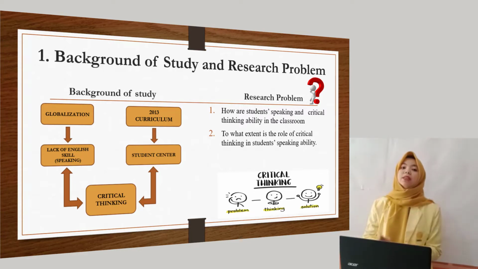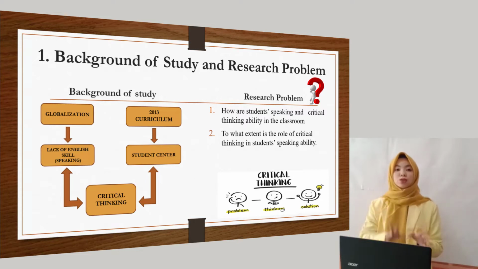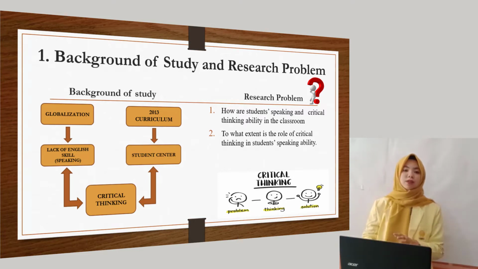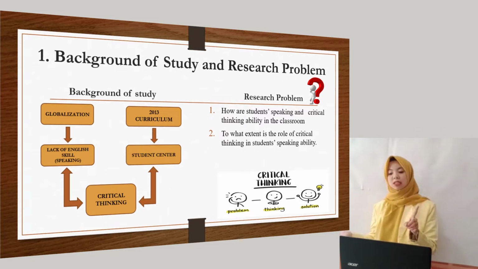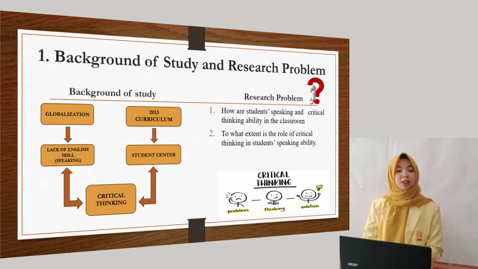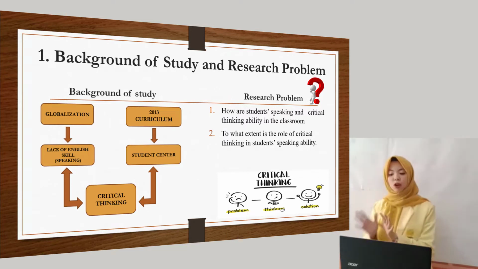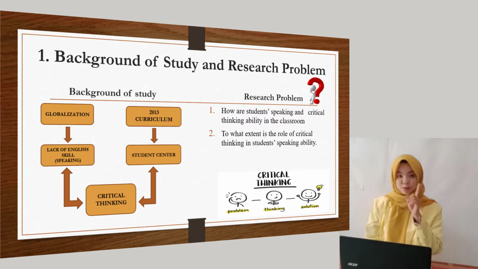And in the 2013 curriculum, they use student-centered learning as one of the approaches that has a goal to get metacognitive intelligence, and one of the metacognitive intelligences is critical thinking. So because of that background, here are the research problems. The first one is how are students' speaking and critical thinking ability in the classroom, and the second one, to what extent is the role of critical thinking in students' speaking ability. And let's jump to the second one.